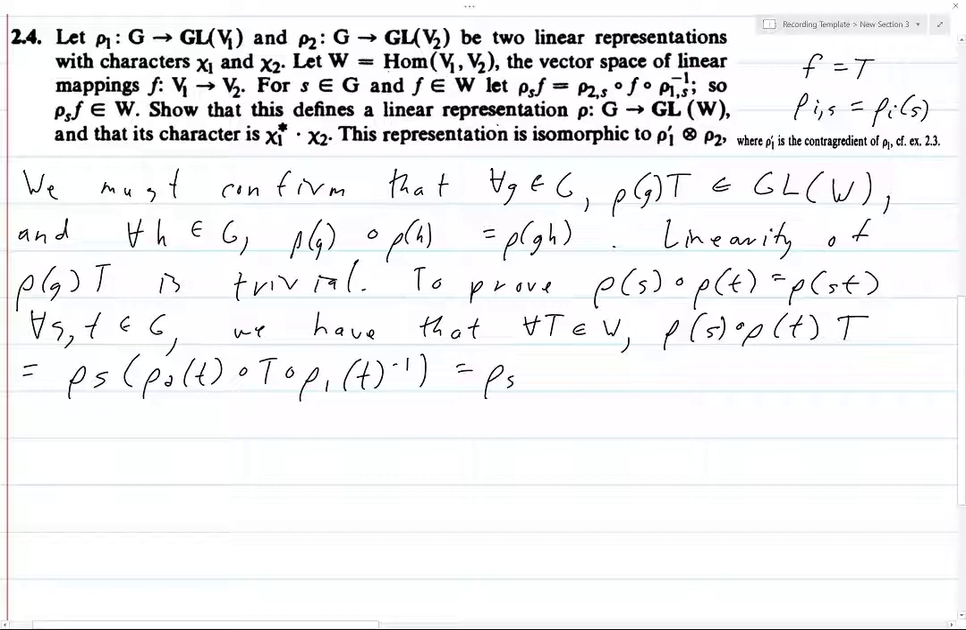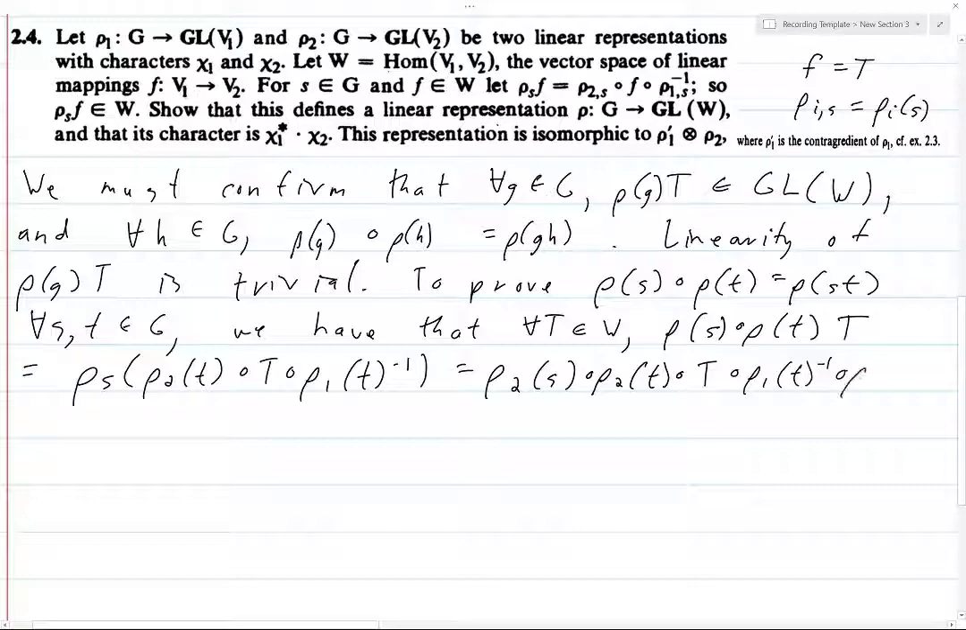So that's that. Let's continue from here. I should really write this as rho sub S, because typically we think of a function like f of x, where the thing in parentheses is the point that you're evaluating the function at. And so the function here is rho S, and we're evaluating it at this thing, which happens to be another function, but that's irrelevant. So anyways, this is rho 2 of S of rho 2 of T of capital T of rho 1 of T inverse of rho 1 of S inverse.